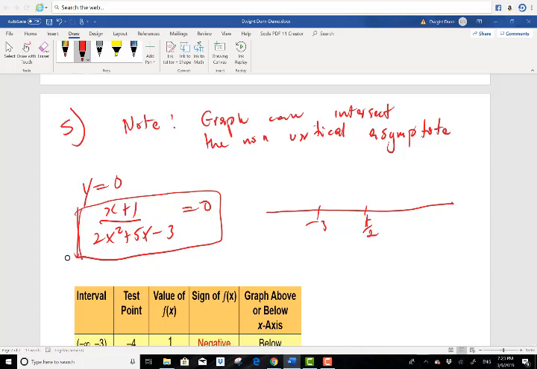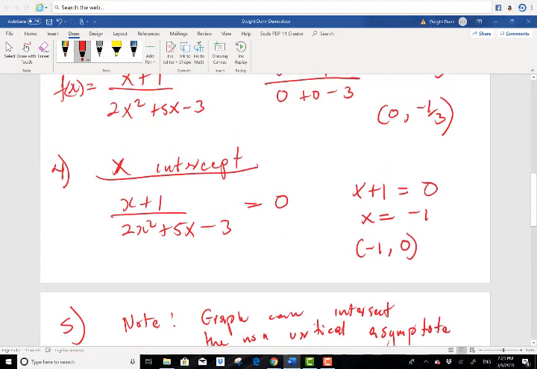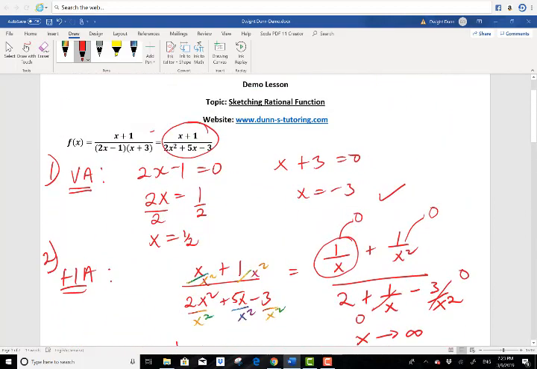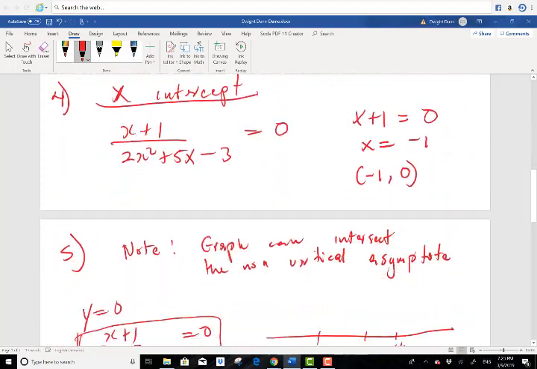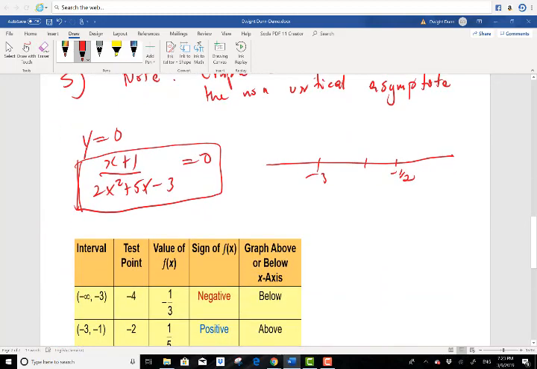We also need the x-intercept. So let me go a little bit above this. The vertical asymptote was -0.5, and if we back up real quick, it's going to be -0.5, +0.5 and -3. So that's +0.5 and -3, and we know that the x-intercept is going to simply be -1.